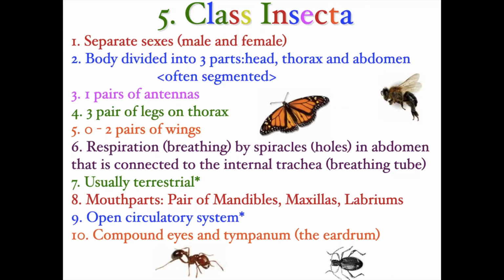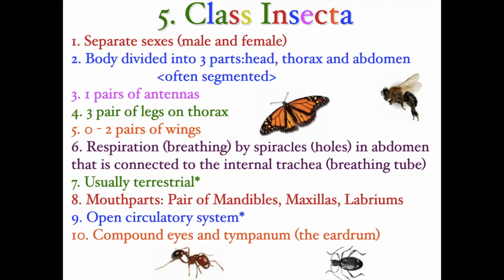For number 2, the body is divided into 3 parts. This is different from arachnids and crustaceans, in which they have a cephalothorax and an abdomen, 2 parts. Insects have three parts. Insects are going to have a head, a thorax, and an abdomen. So the head is freely movable, and then you have the thorax, which is the chest, and then you have the abdomen where a lot of your organs are.